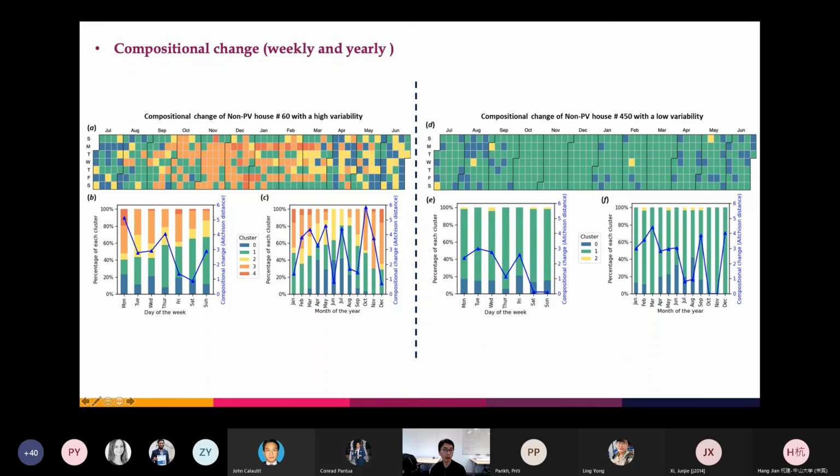For the compositional change, this picture shows the composition, the membership of the buildings through the whole year, and the y-axis here is the compositional change based on the Aitchison distance. We can compare the difference between different days of the week and months of the year, and the same case for the non-PV house 450 with a low variability.